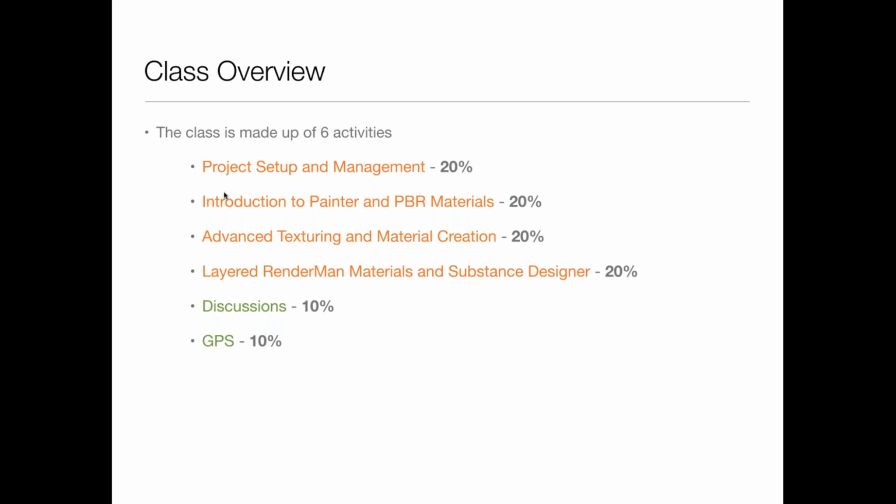Here's the project breakdown. Each week is about 20% of your overall grade, with GPS and discussions being the last 20%. So be very careful about those discussions. Those are some easy points. They're really pretty straightforward. I'm not really worried about the accuracy of your answer. I'm really more interested in the discussion itself. So just chime in.